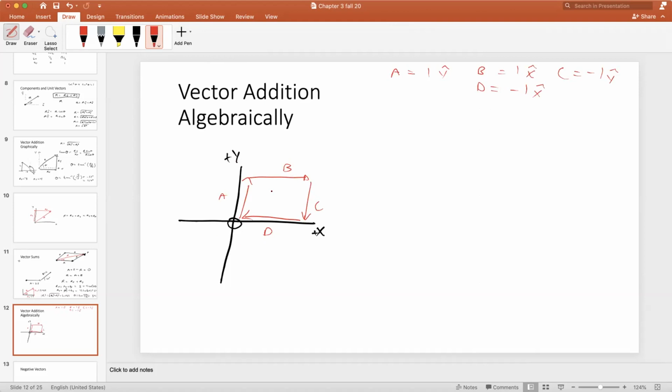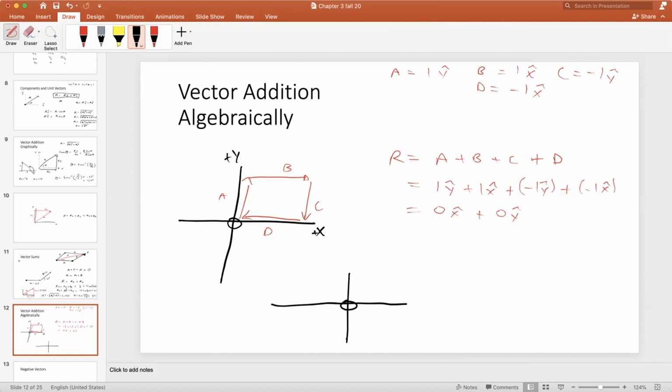If I want to know what R is, well, R is 0. I can see from the picture that it ends up there, but R is actually equal to A plus B plus C plus D, which is equal to 1 y hat plus 1 x hat plus -1 y hat plus -1 x hat. And if I add these all together, I get 0 in the x hat plus 0 in the y hat, right? And it sits right on top of it. All well and good. However, you can do this for yourself. Choose any order you want, okay?